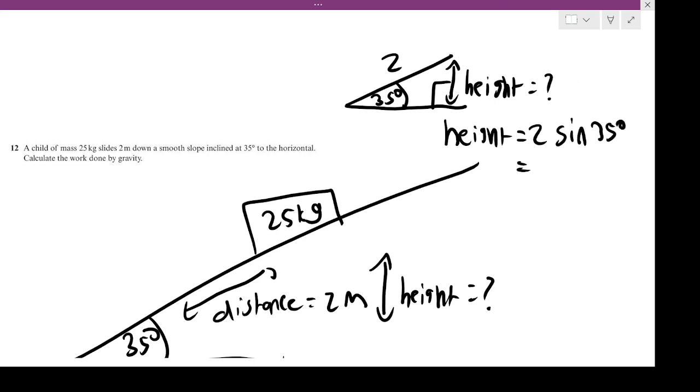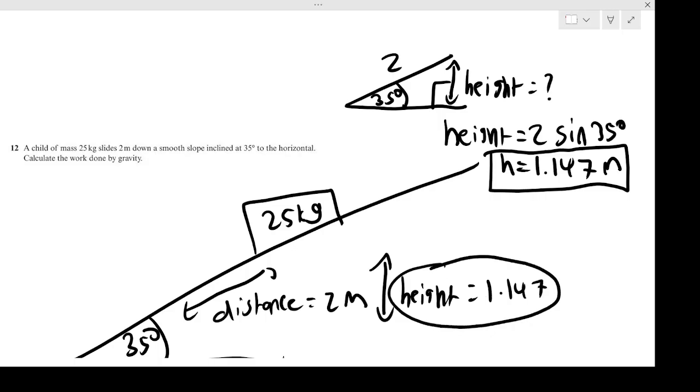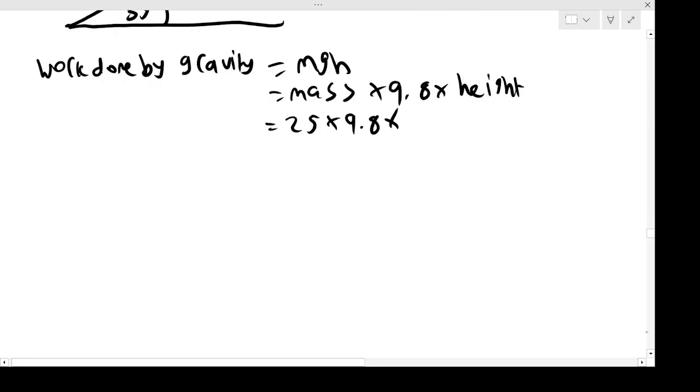So if we do 2 times sine 35, we get the height to be 1.147 meters. So that's h for the height, 1.147. So this height is how much physically downwards we've moved. The height is 1.147.